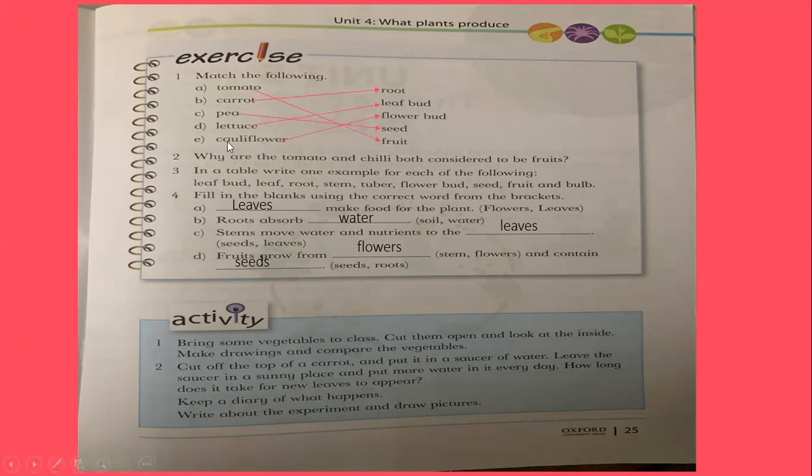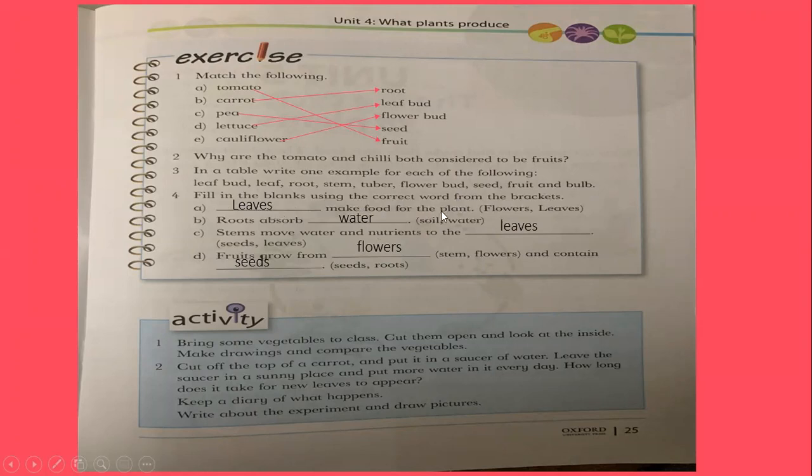Now we have questions 2 and 3. Why are tomato and chili both considered to be fruits? And in a table, we have to write one example of these parts of the plant. I will tell you in the next picture. First here, fill in the blanks. They are giving you 2 options. You have to select one. Fill in the blanks using the correct word from the bracket.